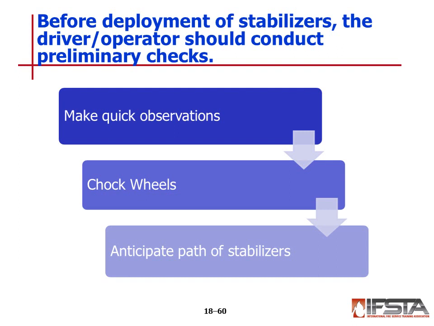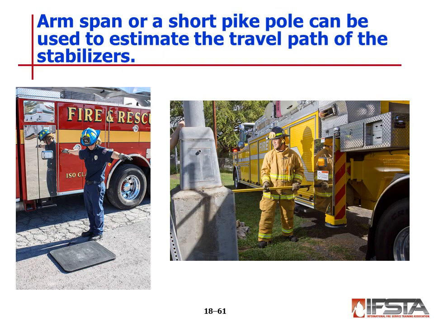Next, anticipate the path of travel of the stabilizers as they deploy, to be sure they do not strike or land on other objects. The driver operator should be observant of the following obstructions: other vehicles, utility poles, hose lines, fences, signs, and other personnel operating on the incident. If there's any doubt as to whether there's enough room for the stabilizers to deploy, a short pike pole, closet hook, or arm span can be used to estimate the path of travel of the stabilizers.